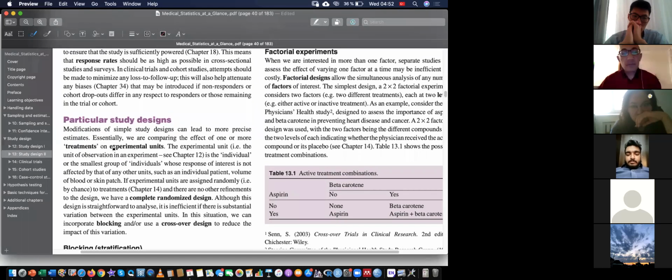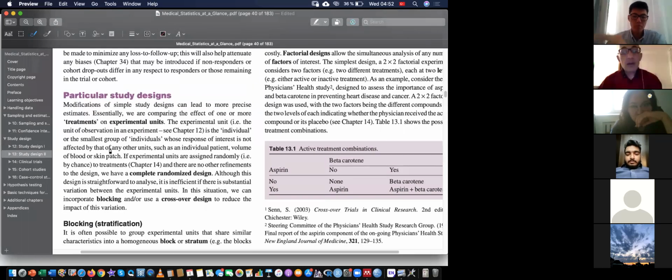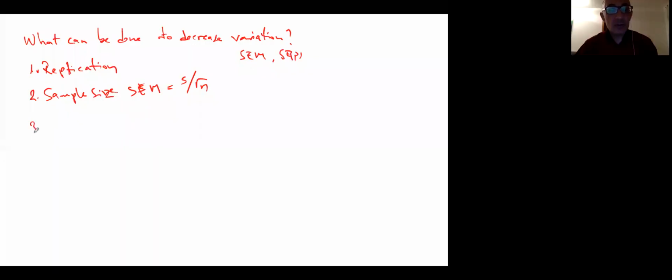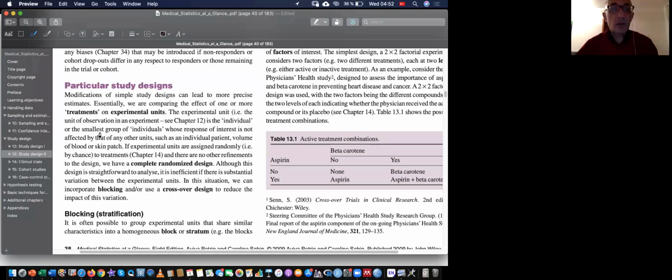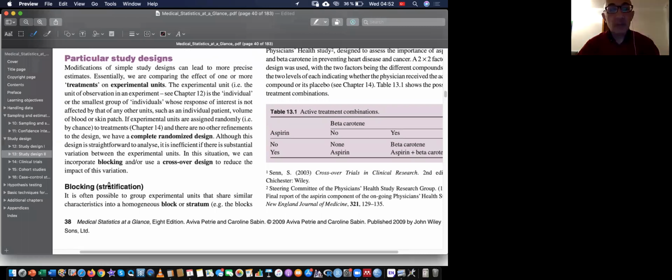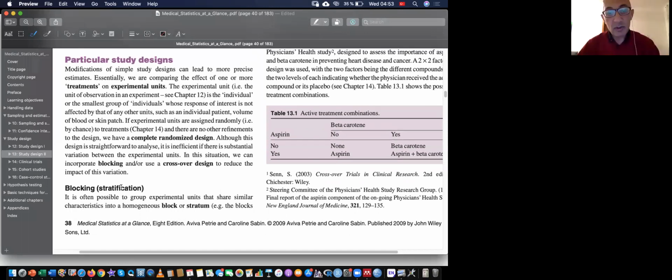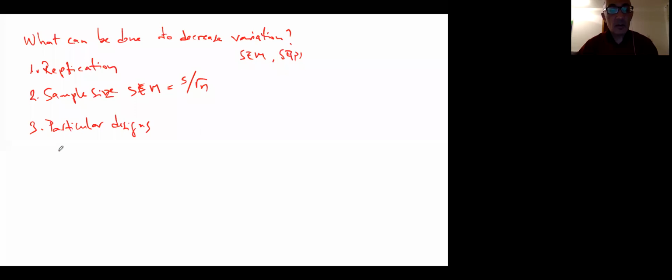The other issue is you may have different study designs. So the third solution is particular study designs, such as blocking. I may do blocking, stratification. That's not frequently used in research. Blocking, one is blocking.